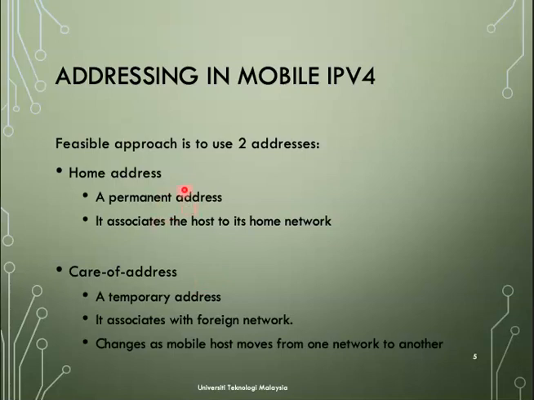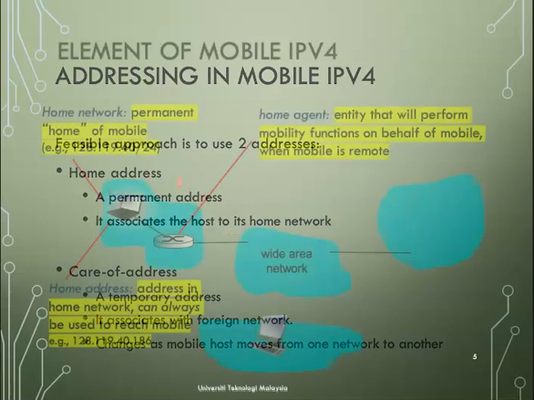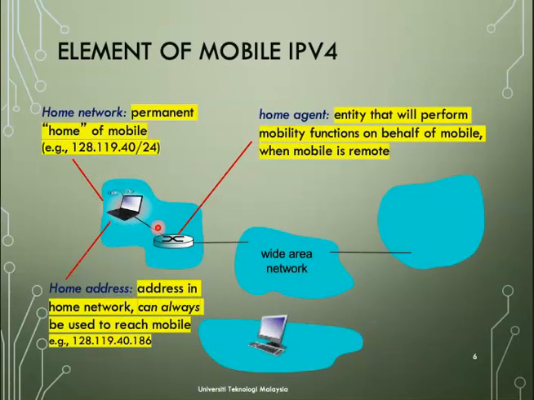Okay, and this home address is permanent. It belongs to the host when it is attached to its home network. So we will see here the elements of mobile IPv4. These are the terms that you need to know. The first is home network. Home network means the permanent home or original home for that mobile user.